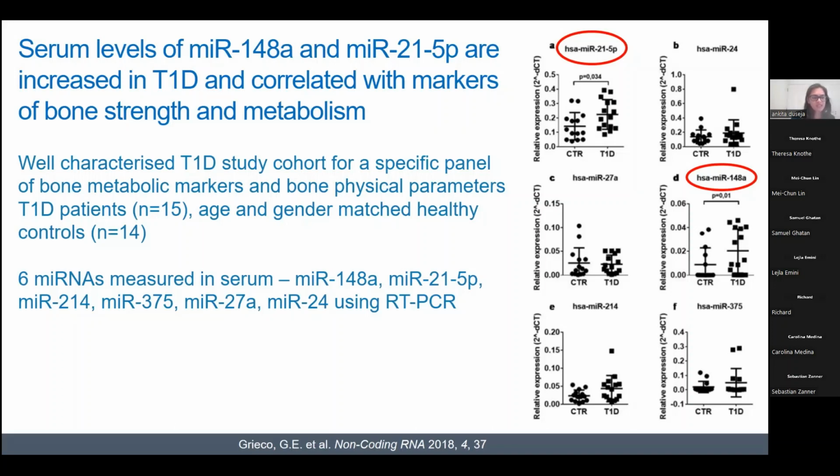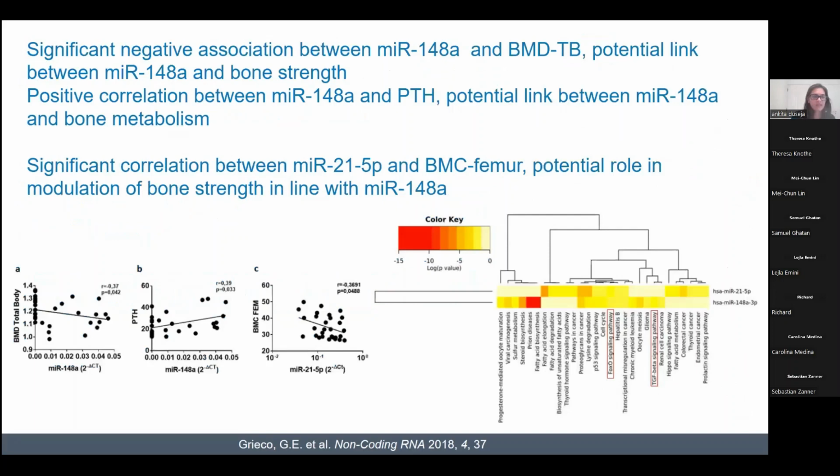In this study, they measured 6 microRNAs in serum, and they found an increase in expression levels of the microRNAs for microRNA 148A and 21,5P. If you look at the graphs down at the bottom, they found a significant negative association between microRNA 148A and bone mineral density at the total body level, which forms a potential link between bone strength and this particular microRNA.